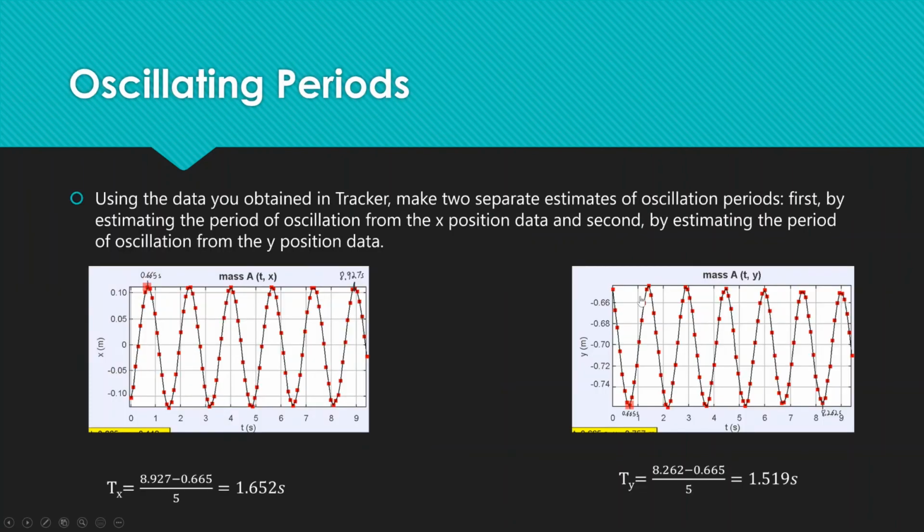The next question asks us to look at the oscillating periods of both the x and y position. So the x position has an oscillating period of 1.652 seconds, and the y has an oscillating period of 1.519 seconds. The period for x is larger. This is because in the y direction there are more forces acting on it, such as gravitational force.